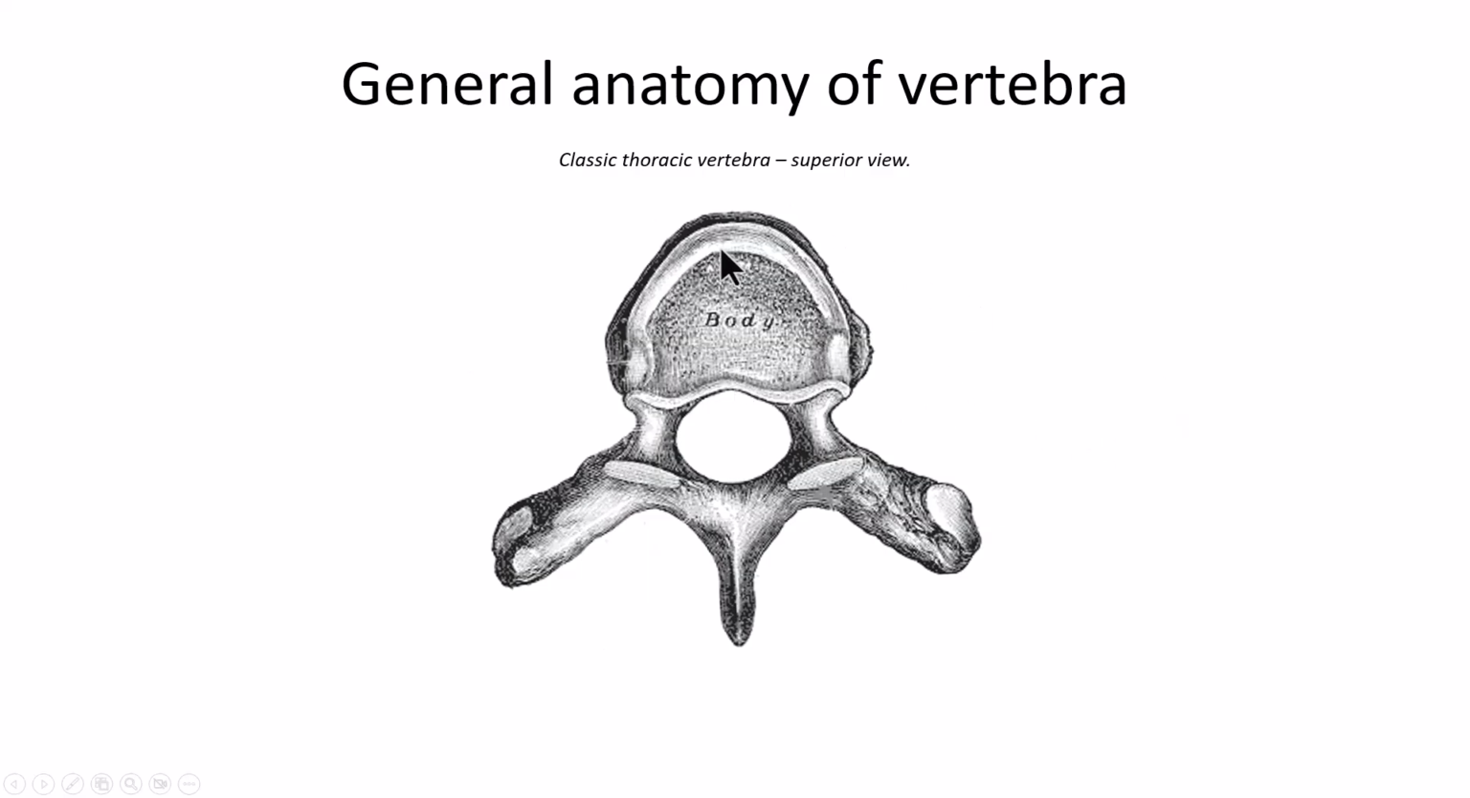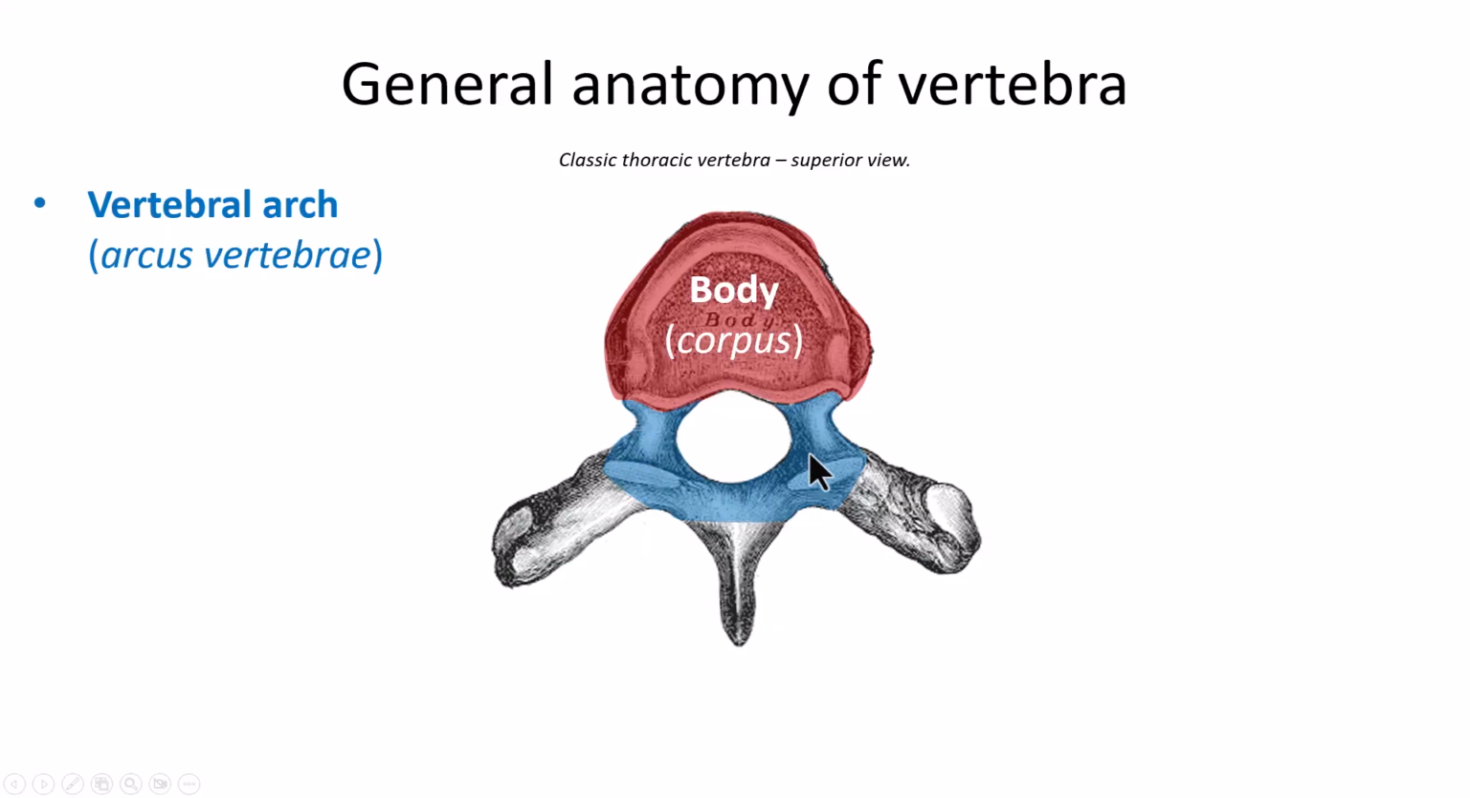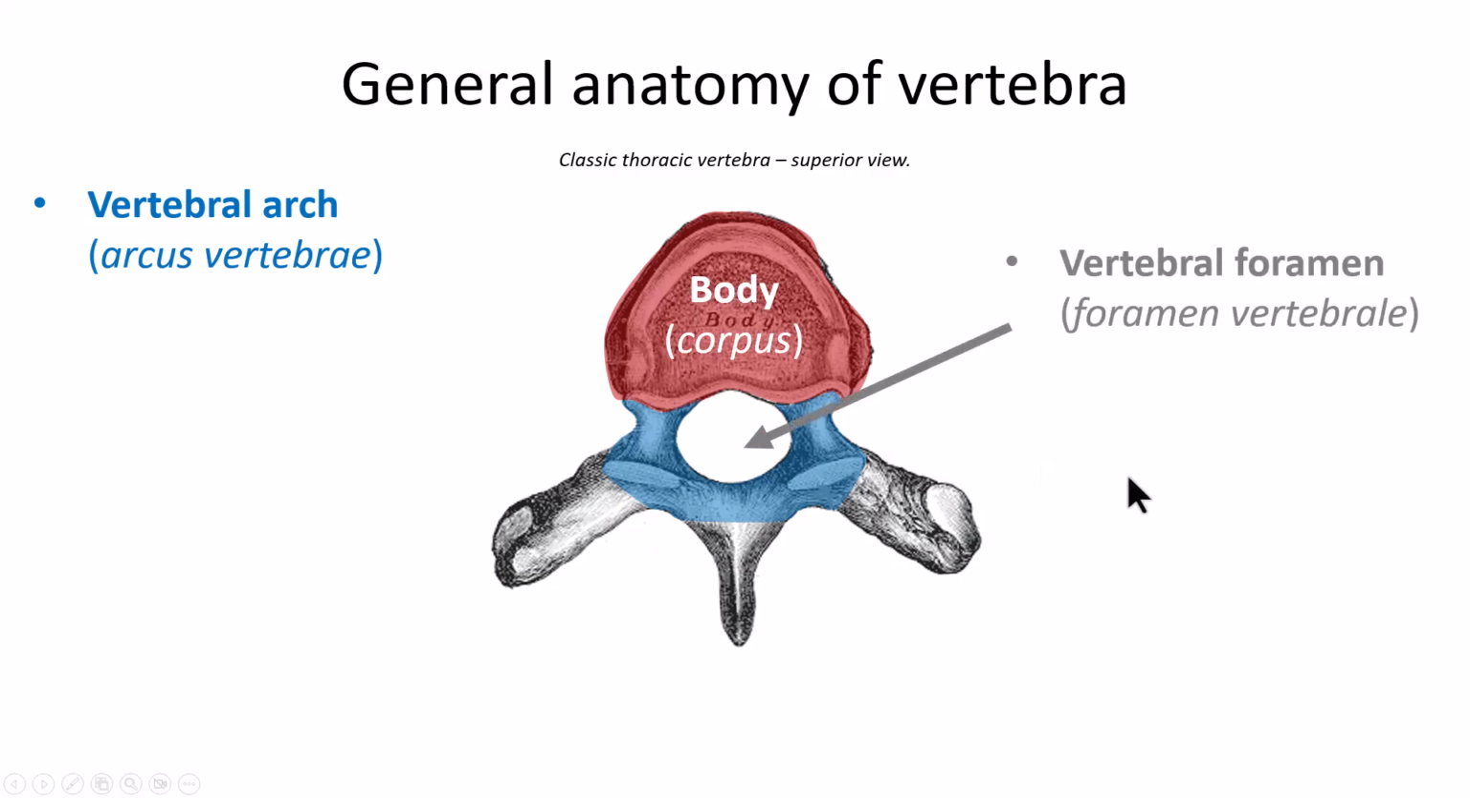Anteriorly, there is a uniform, massive bony element, namely the vertebral body, corpus vertebrae. Extending posteriorly from it is the vertebral arch, arcus vertebrae. These two structures enclose the vertebral foramen, foramen vertebrale, which I have marked with a gray arrow. And in turn, these foramina form the vertebral canal, canalis vertebralis, which protects the spinal cord.